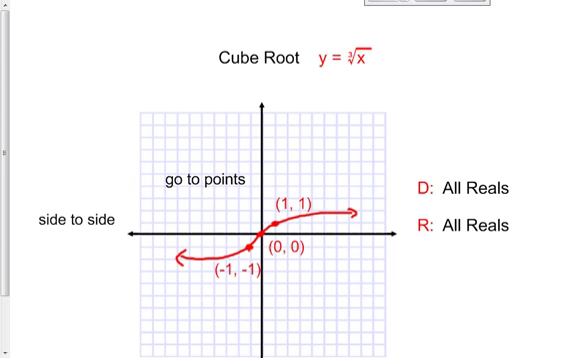All right, the cubed root graph. We have the exact same go-to points as the cube, except this time you'll notice that your snaky S curve lays on its side. So you're going to say side to side on this one. Go-to points are the same, (-1, -1), (0, 0), (1, 1), and the domain and the range are the same thing as the other one, all reals.